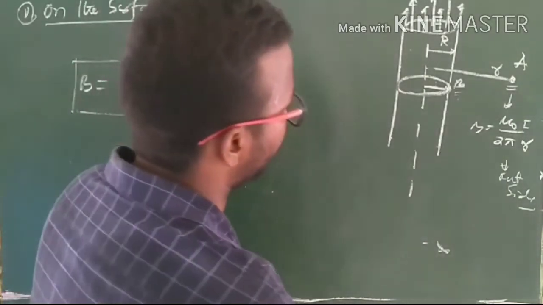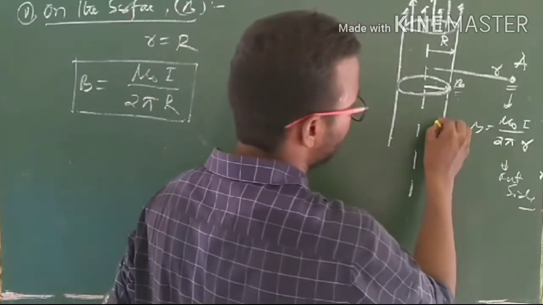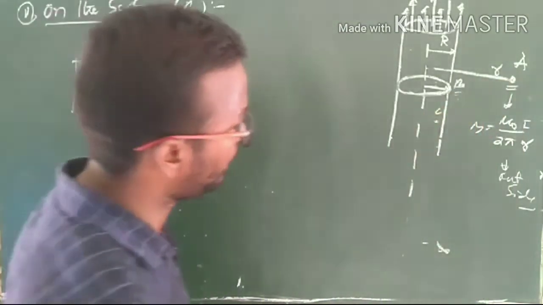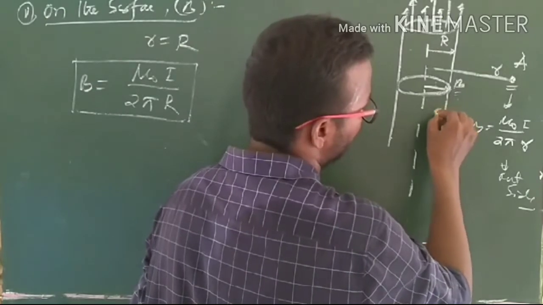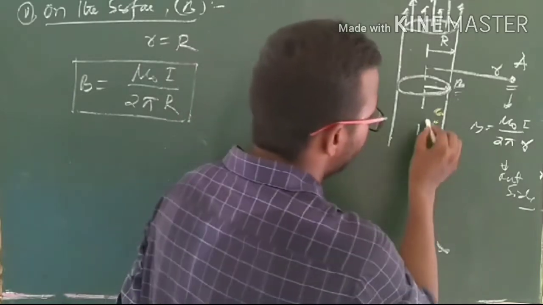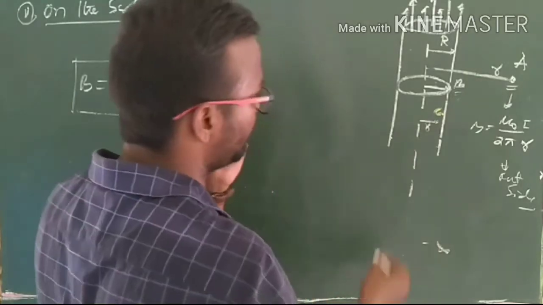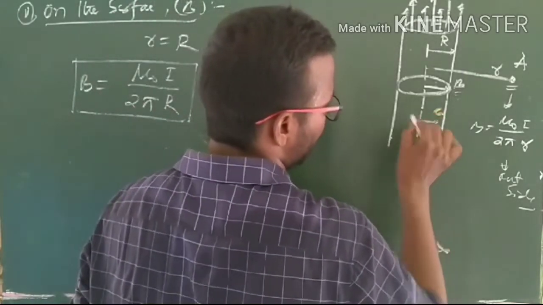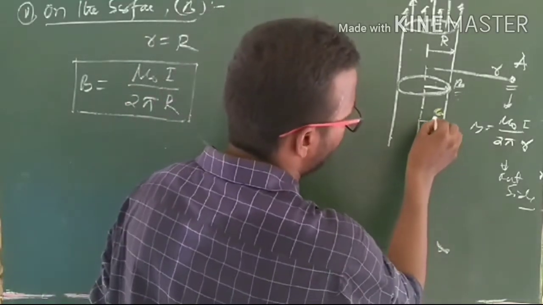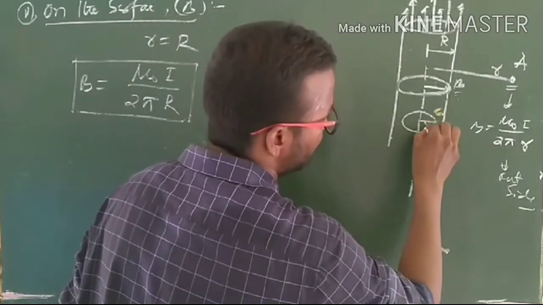Clear? Now we have to find the magnetic field strength inside the surface, or inside the cylinder. Suppose there are points A, B and C. We have to find the magnetic field at point C, which is within the cylinder. Clear? Now this distance is r. Suppose it is small r. Clear? Because the distance is always measured from the axis. So first we have to draw an Amperian loop, and this is the Amperian loop.